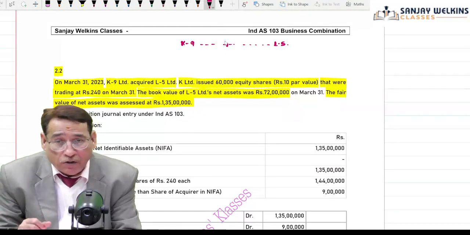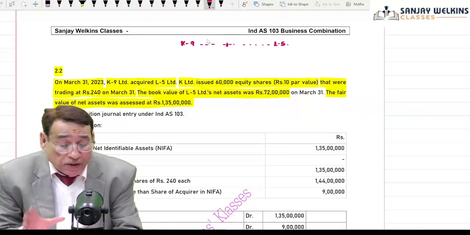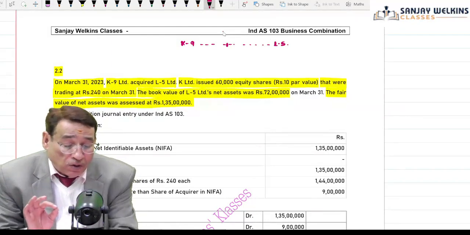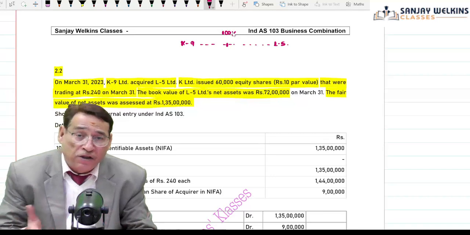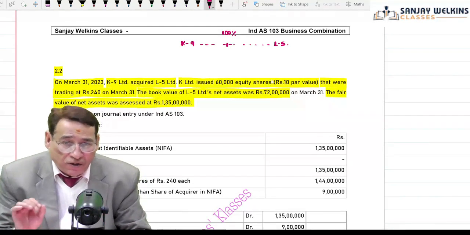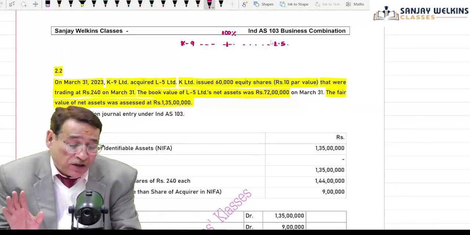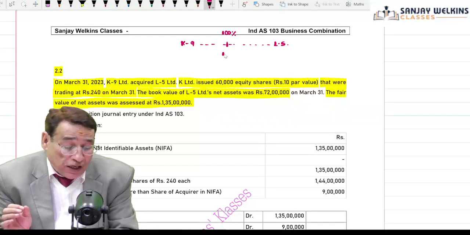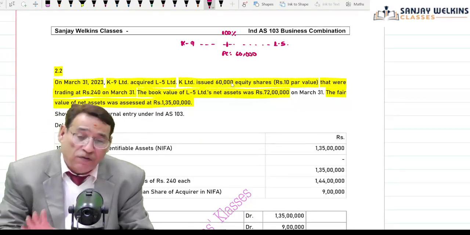Now you must have noticed that in this particular question, the percentage of stake is not given. It is simply given that you are acquiring this particular entity. So you will presume in this case also that you are acquiring 100% control. That means if percentage stake is not given, we always presume that we are acquiring the entire share capital of the other entity. Now it is also given that we are going to issue purchase consideration by way of shares, and we are going to issue 60,000 shares.